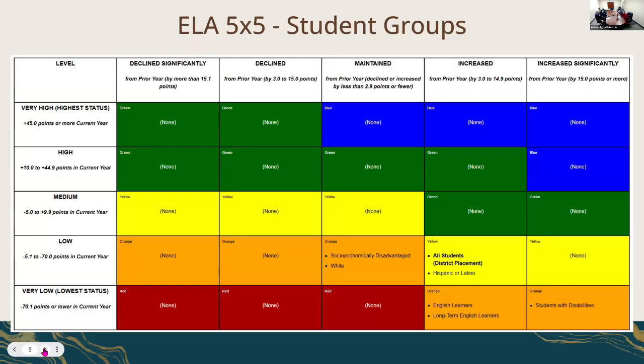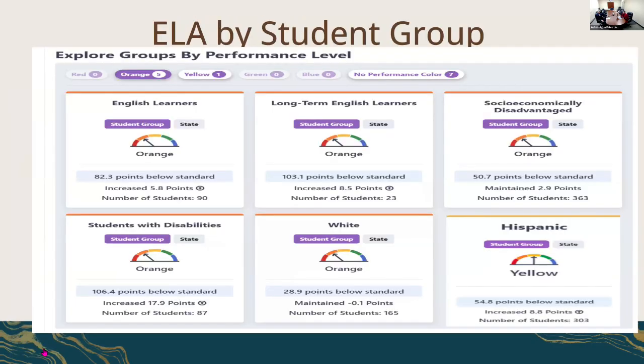And then the next slide. So the next slide looks at the dashboard itself and gives you the wheel, so you can see the colors and how they align with those student groups. So for us, we had 4 groups in the orange. And this shows exactly like this: English learners increased by 5.8 points. They're still below standard, but they're moving in the right direction. Our long-term English learners are also below standard, but they increased by 8.5 points as well.